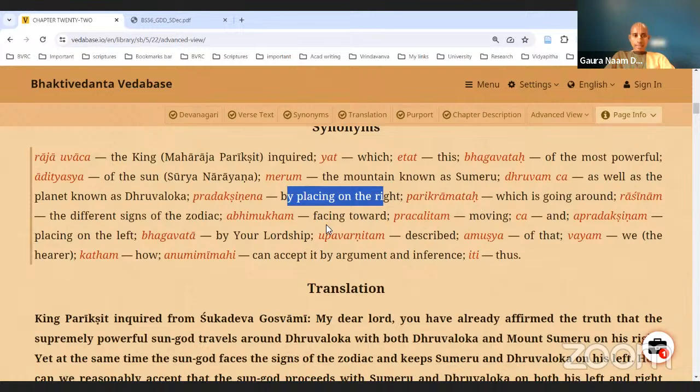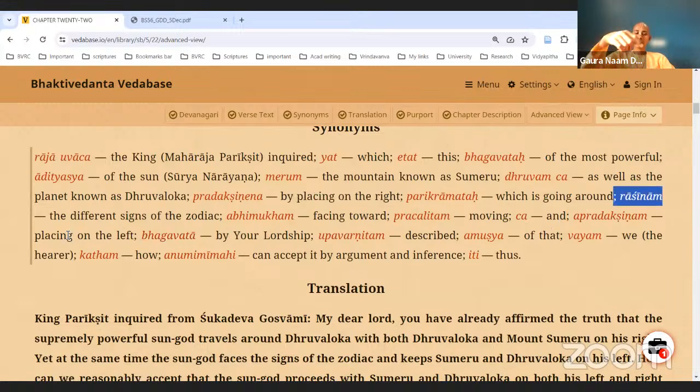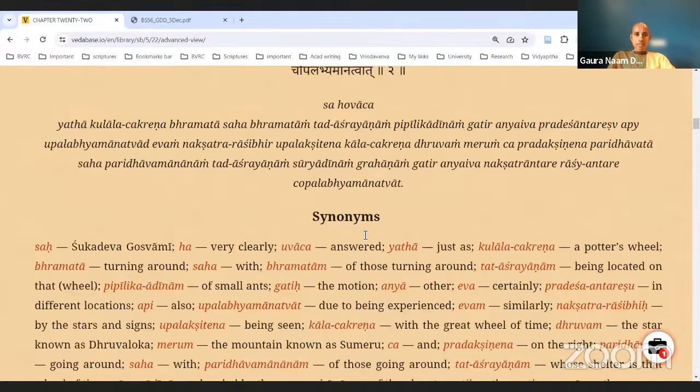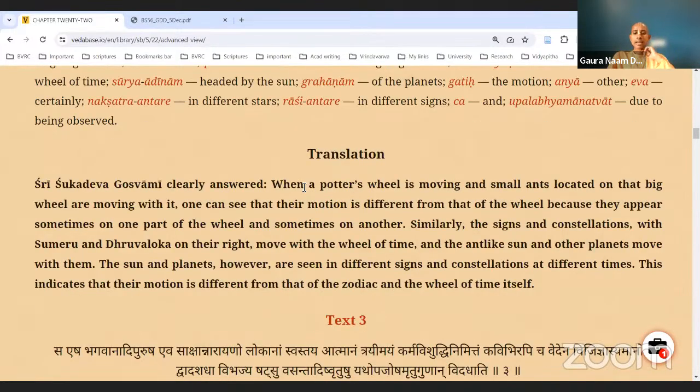But he is saying, Rashinam Abhimukam Pratichalam cha Apradikshina. But with respect to the Rashis, you are doing Apradikshina. That means you are going in the opposite direction. This is Apradikshina, meaning keeping the object on our left side. So how to understand this? That is what he is asking. Then Shukadeva Goswami answers with a nice analogy so that we can understand.